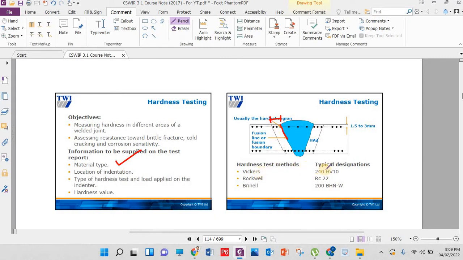In Vickers hardness, normally the unit is HV, hardness Vickers, some magnitude followed by HV, then 10. What is 10? 10 is the diameter of the ball which we are using. Then we have the Rockwell unit, denoted as RC. Then we have the Brinell hardness, HB. So these are the units of all these things. You just have to notice HV, V for Vickers, R for Rockwell, B for Brinell.